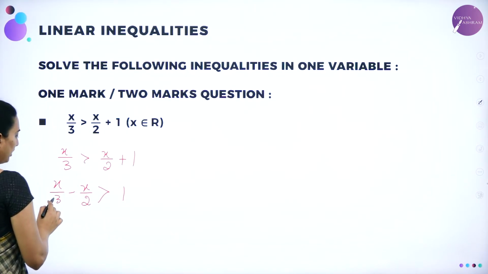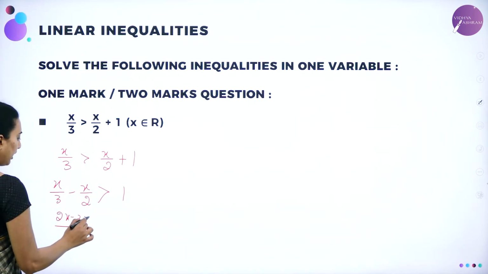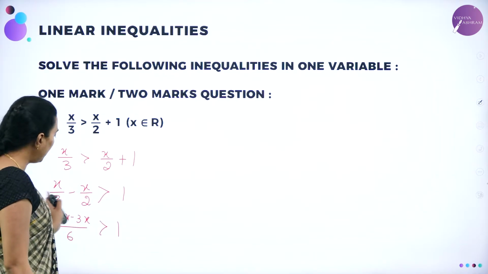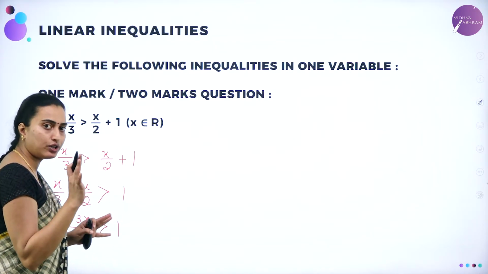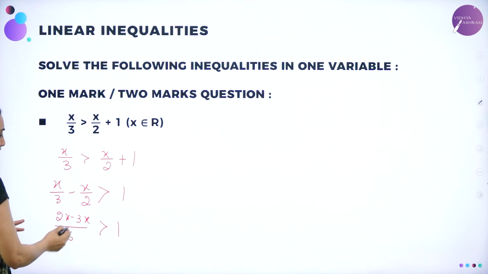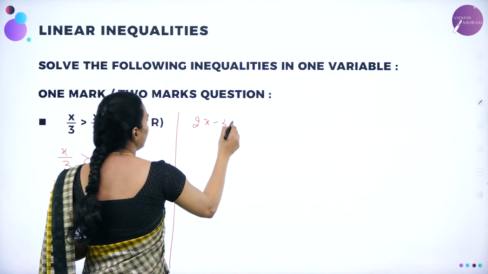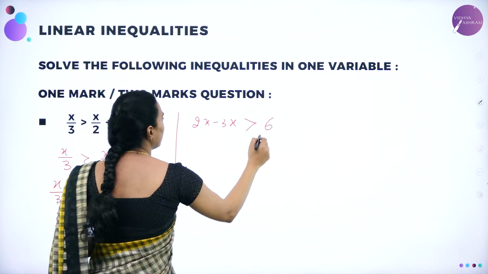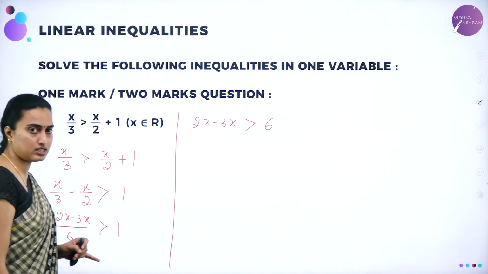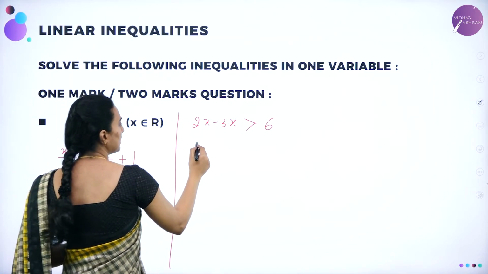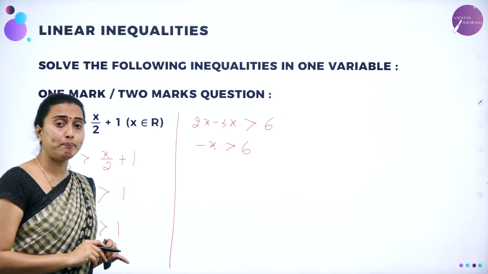Now you can take the LCM here, 3 2s are 6 will be the LCM. Now 2x minus 3x is greater than 1. Now I can multiply throughout by plus 6. If I multiply throughout by positive number, inequality does not change. If I multiply throughout by 6, 6 will go, 1 into 6 is nothing but 6 you are going to have. So 2x minus 3x is greater than, 1 into 6 is nothing but 6. Now here 2x minus 3x is minus x is greater than 6. But I do not want minus x, I want only plus x.